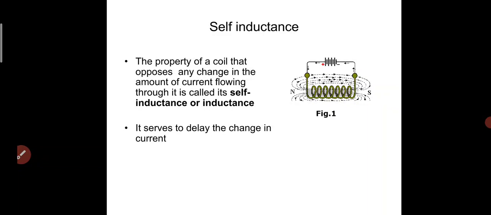This property of the coil is known as self-inductance. The phenomenon of generation of EMF in it due to change in current flowing through it is known as self-induction. It is felt only when the current is changing, either by increasing or decreasing. It serves to delay the change in current.